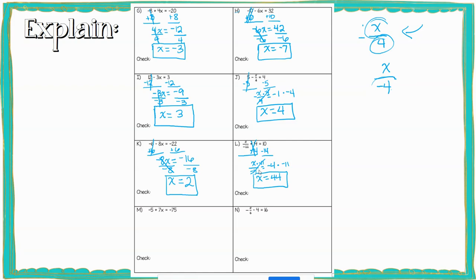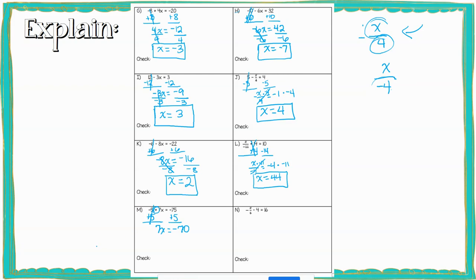Now I want you to try m. For m, the first thing I need to do is get rid of this negative 5. So the inverse or opposite of negative 5 is adding 5, which I'm going to do on both sides. Negative 5 plus positive 5 cancels to leave me with positive 7x. And I know that it's positive because of this plus sign. Negative 75 plus positive 5 gives us negative 70. So now I have 7x equals negative 70.